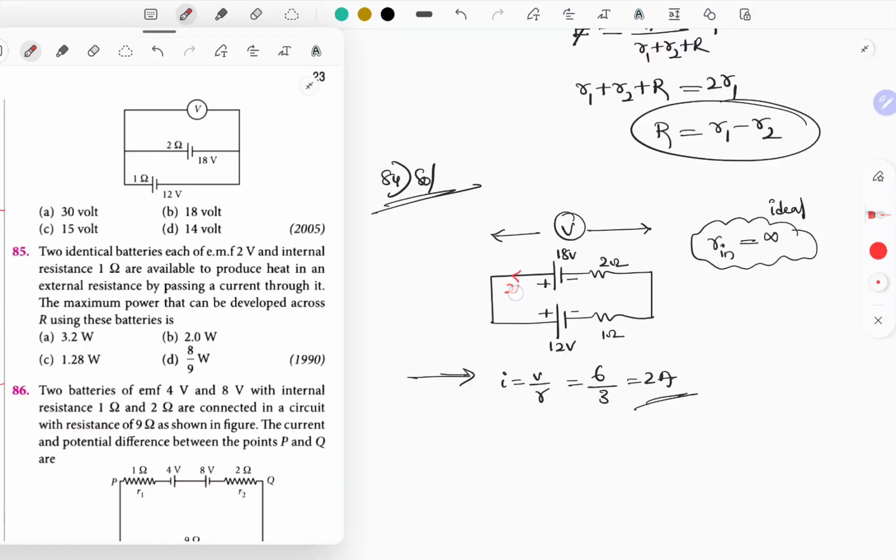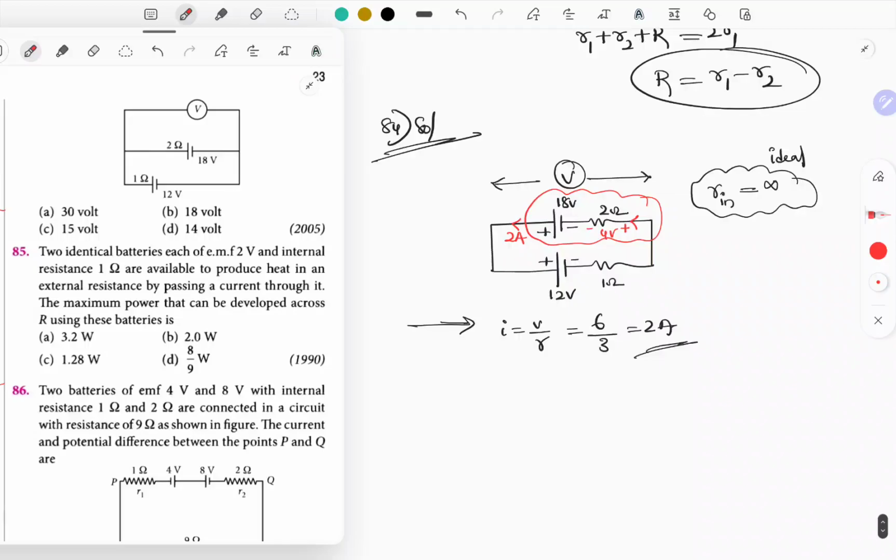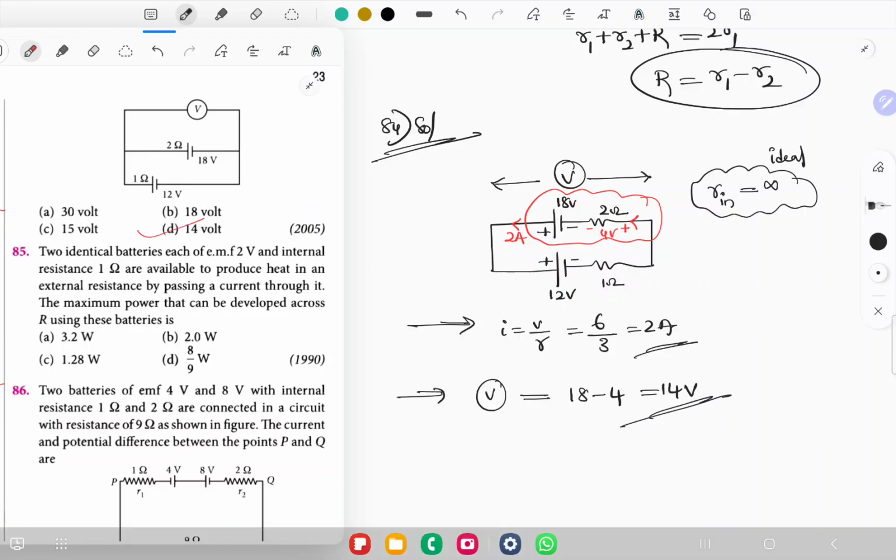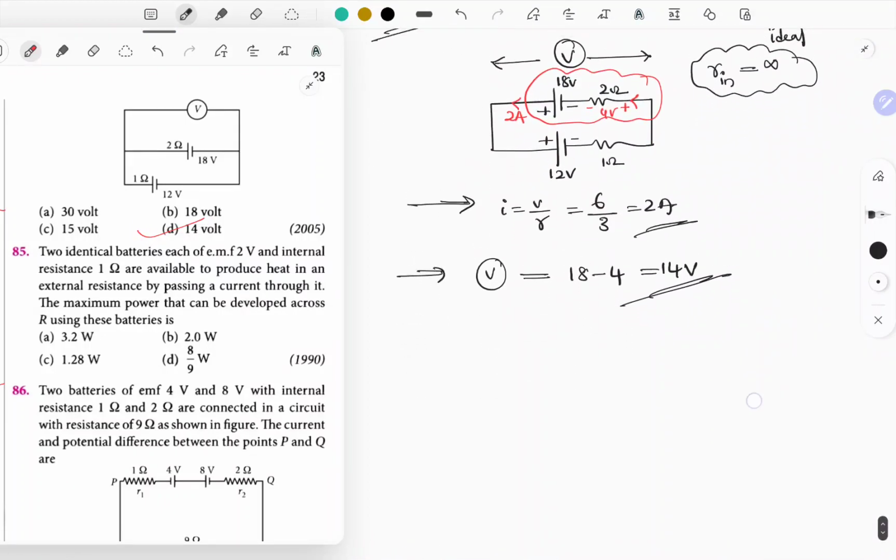What is the current flowing through it? It is 2 ampere. So here it enters and leaves. 2 2s are 4 volts. Now observe these two cells. These two cells look as if they are connected in series aiding or opposing. Series opposing. Then what's going to be the voltmeter reading? Voltmeter reading is equal to 18 minus 4, which is equal to 14 volt. That's the answer. Which option? Option D is the correct answer.